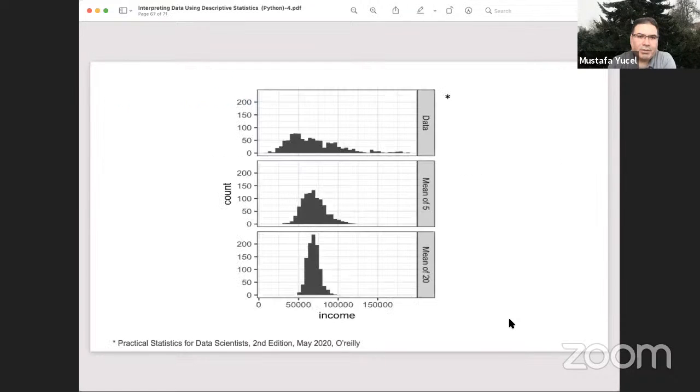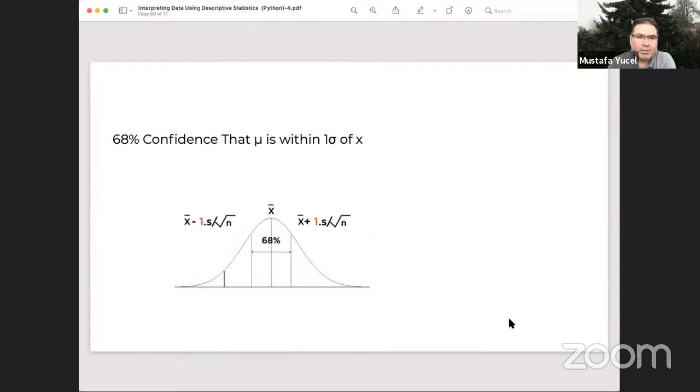Where was the question? I think the question is about this. Okay, we are trying to estimate the real population. Why do we divide by the square root of n?